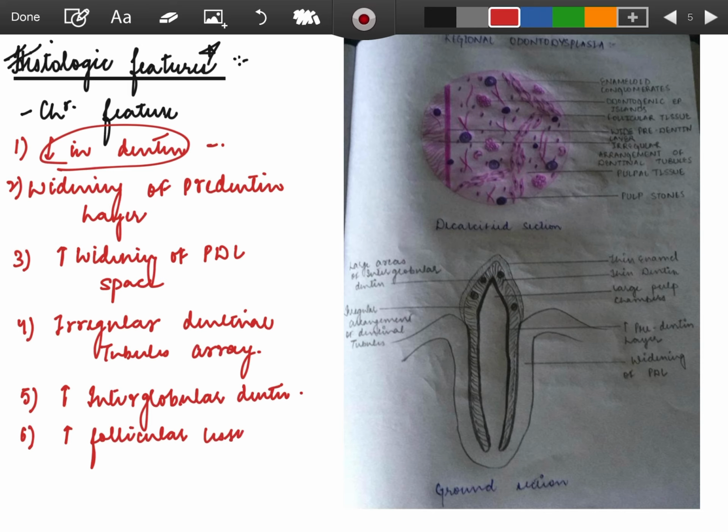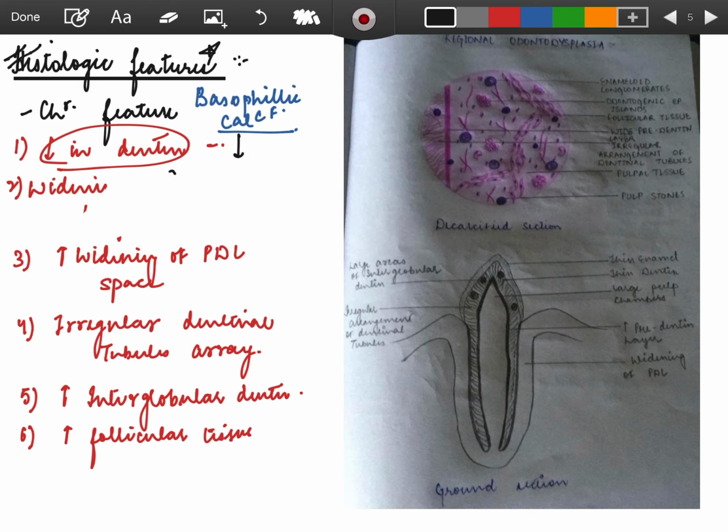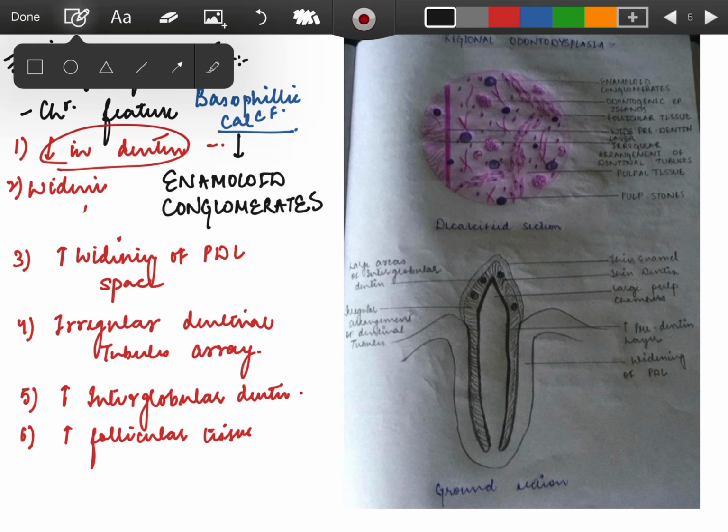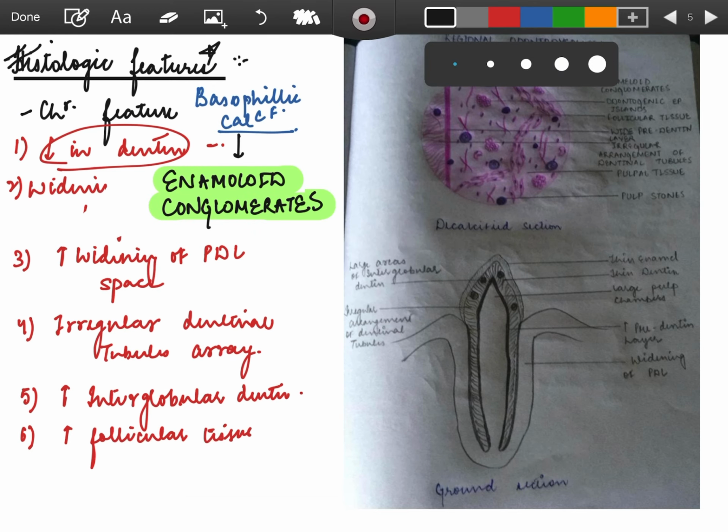There is an increase in the follicular tissue, and there may be the presence of odontogenic epithelium also. And there is a presence of basophilic calcification that looks like enamel. These are called enameloid conglomerates. These are the basophilic calcifications seen in the tooth affected with regional odontodysplasia. Oid is a word used for like, so these are the enamel-like calcifications seen in ghost teeth.